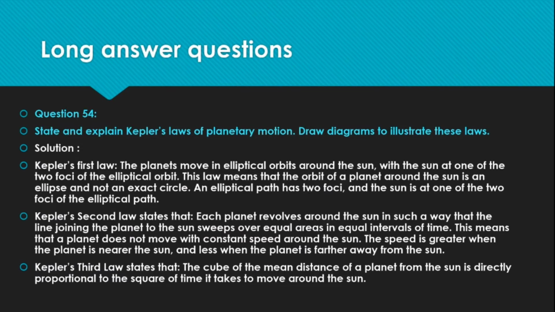Now Kepler's second law states that each planet revolves around the sun in such a way that the line joining the planet to the sun sweeps over equal areas in equal intervals of time. This means that the planet does not move with constant speed around the sun. The speed is greater when the planet is nearer the sun and less when the planet is farther away from the sun. Kepler's third law states that the cube of the mean distance of a planet from the sun is directly proportional to the square of the time it takes to move around the sun.